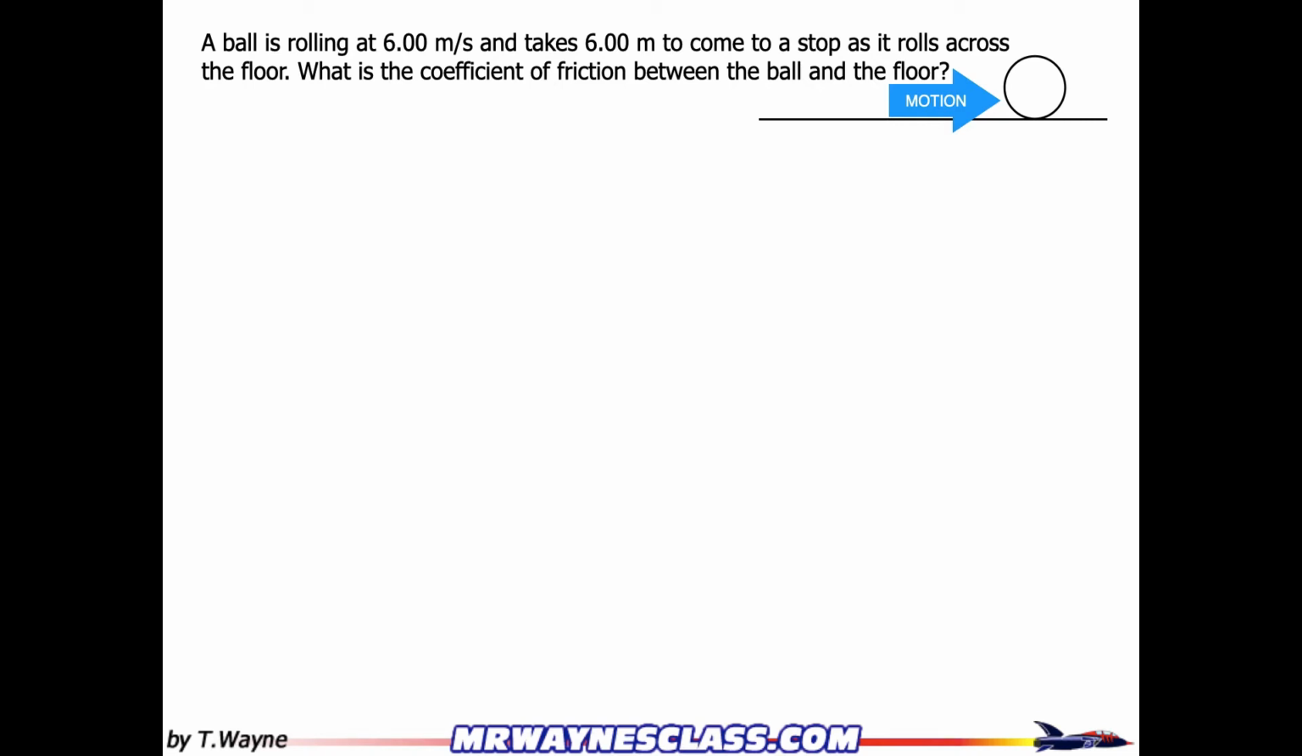Okay, here's an example problem of how to use free body diagrams and summing up the forces in order to find a solution to a problem. A ball is rolling at 6 meters per second and takes 6 meters to come to a stop as it rolls across the floor. What is the coefficient of friction between the ball and the floor?